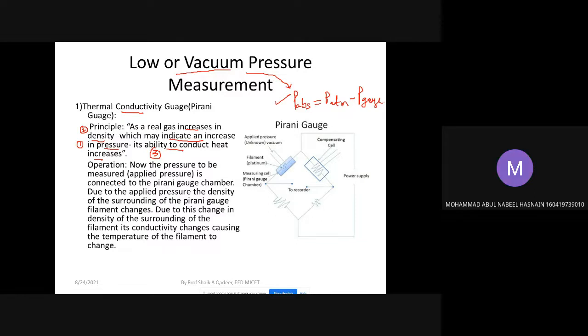Understand it this way: if the pressure of the real gas increases, then its gas density increases, which makes its conductivity of heat increase. That we can try with the help of this particular setup. So that explanation is written over here. This is called the Pirani gauge, which is similar to our high pressure measurement, but the setup is different.